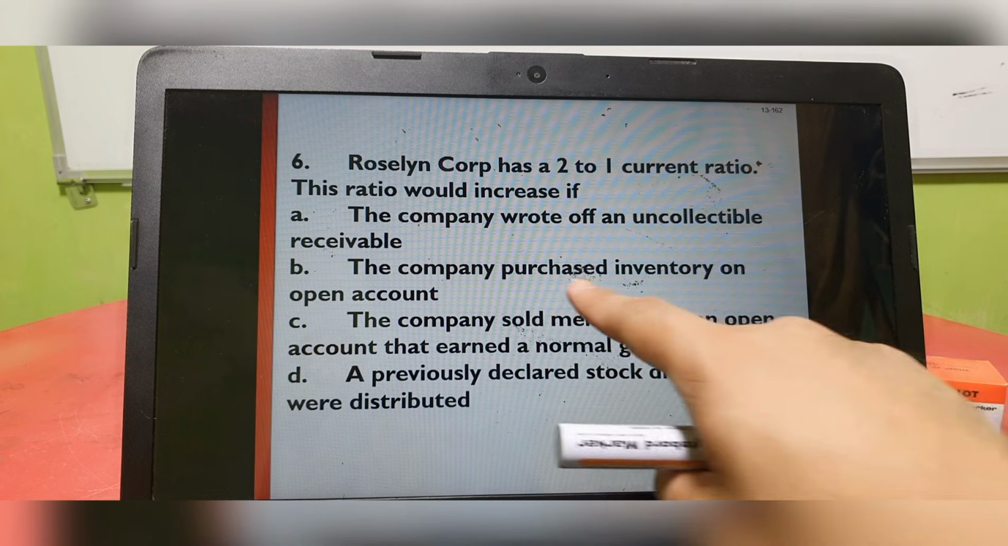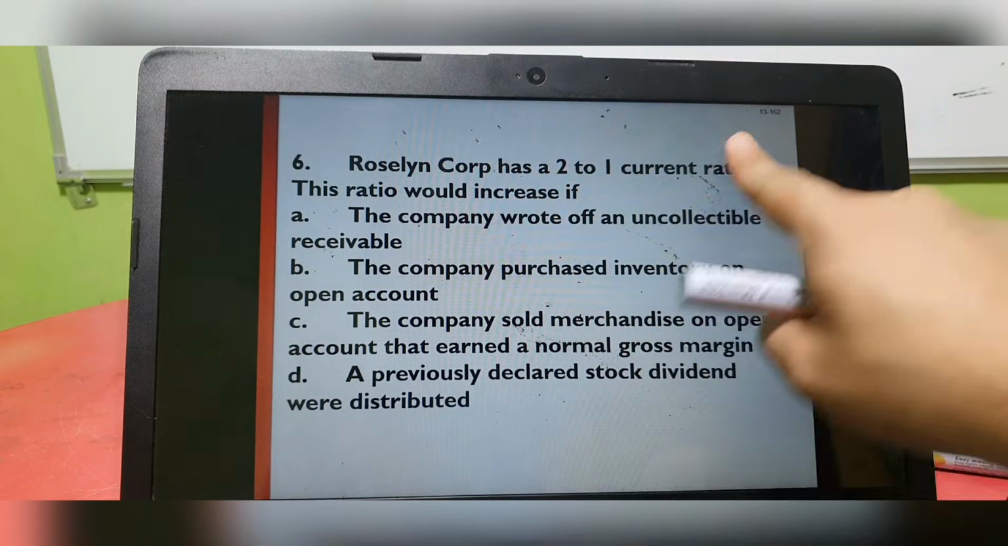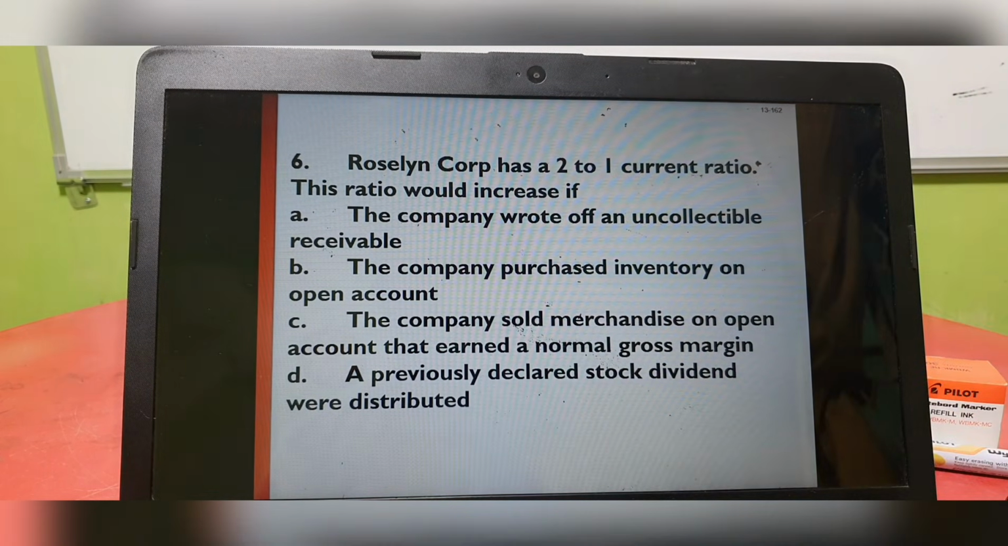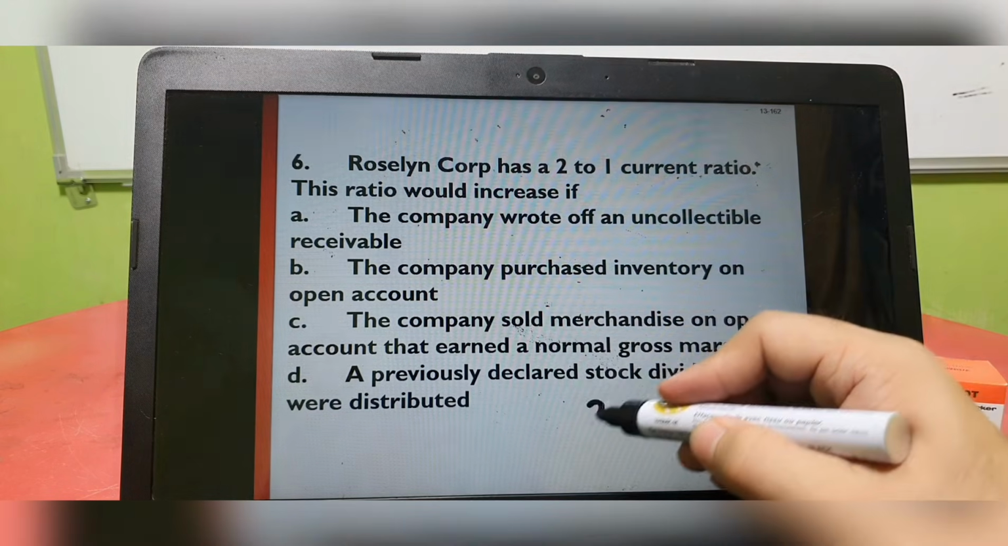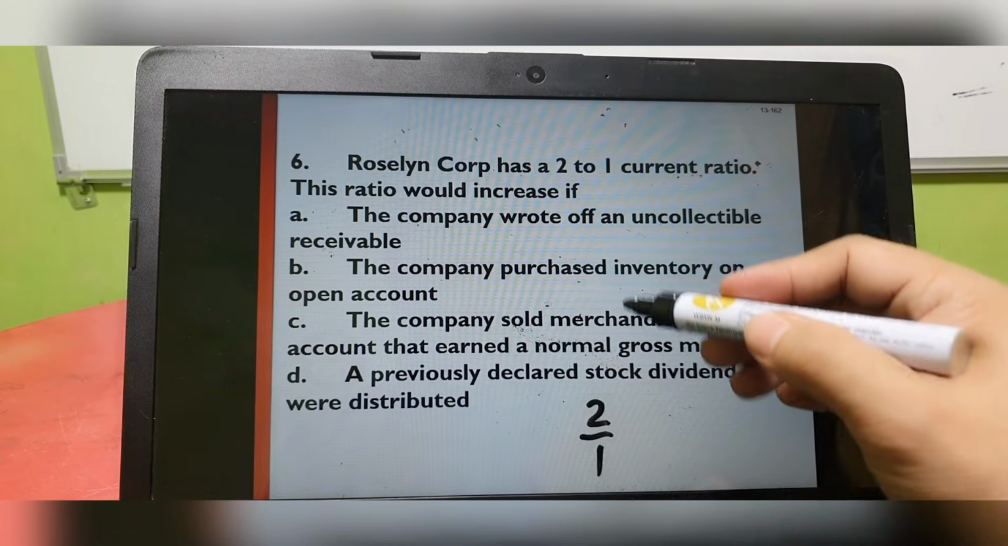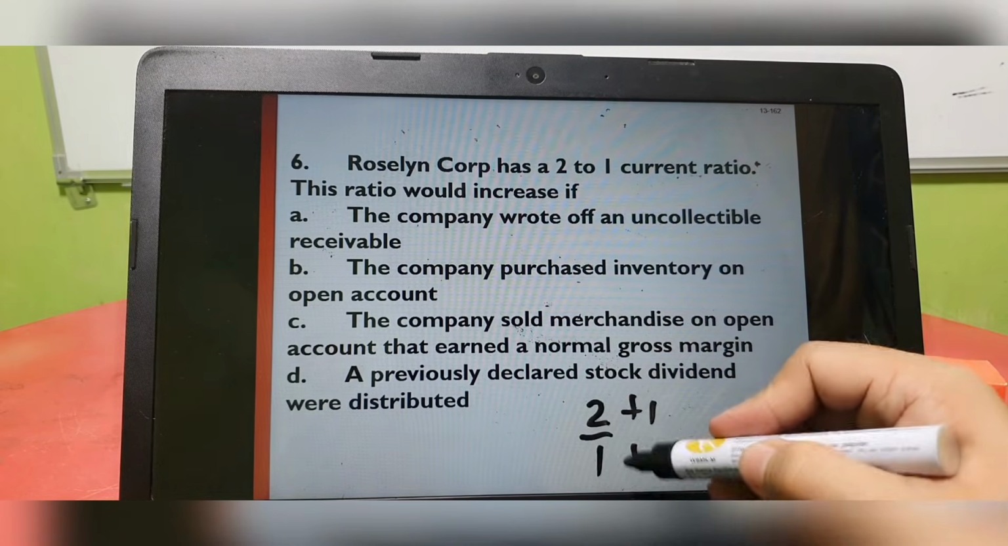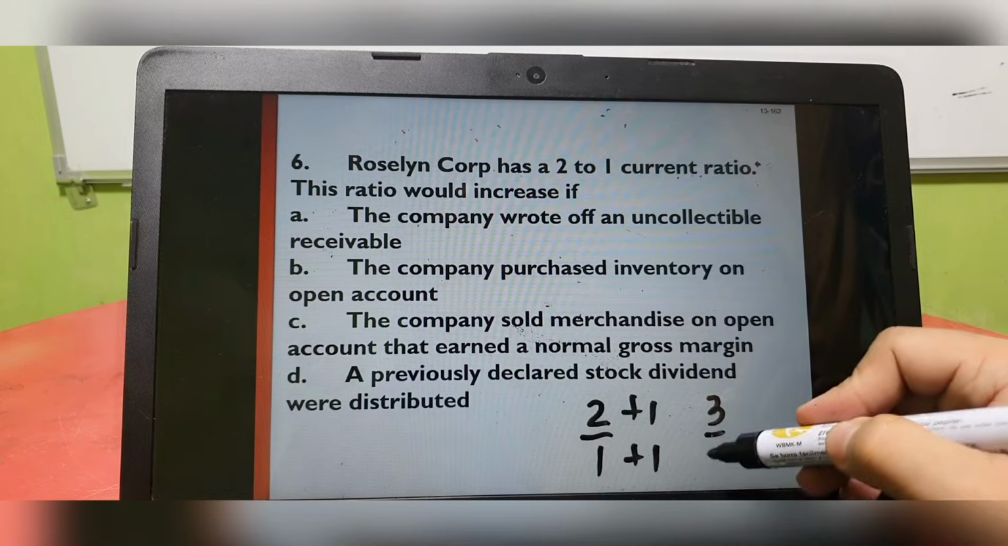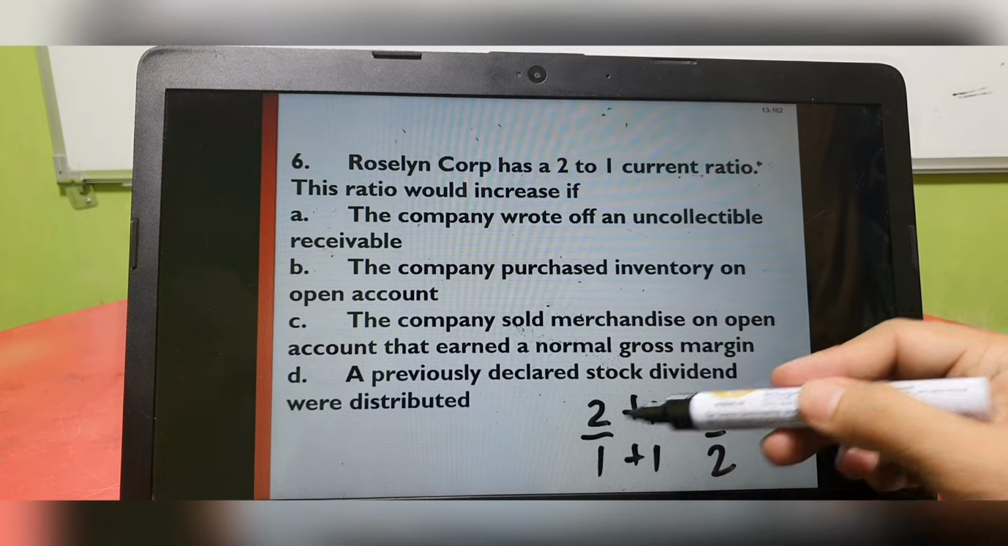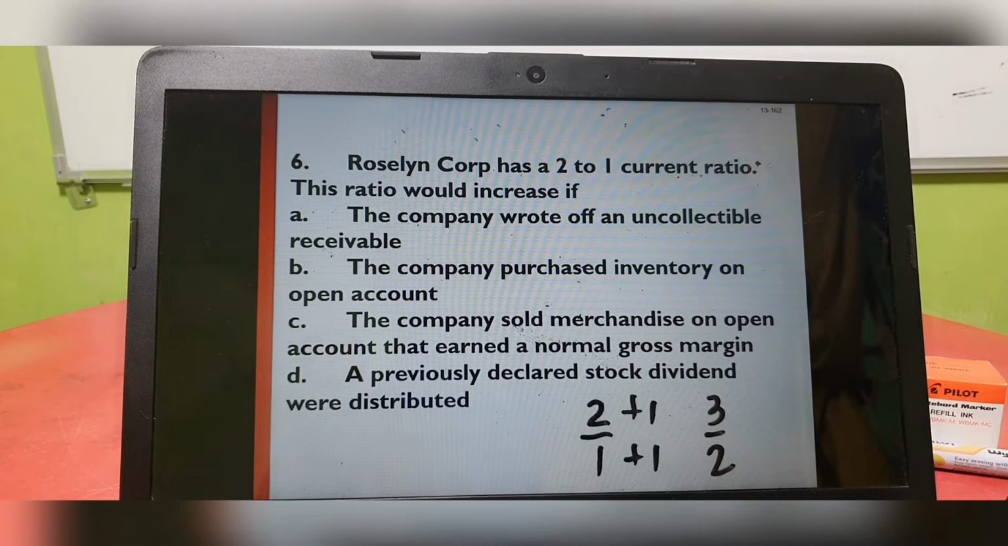Letter B, bumili ng inventory on open account. So, tumaas ang inventory, tumaas din ang accounts payable. Pero check natin yung effect. 2-to-1. So, 2, 1. Bumili ng inventory, plus 1, plus 1. Magiging 3 over 2. Dating 2, naging 1.5, decrease. So, mali ang letter B.